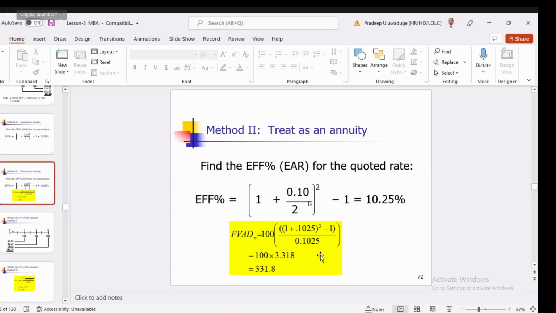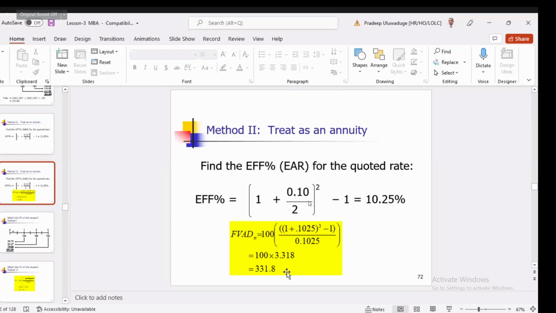So the future value of annuity formula is C, the cash flow, times 1 plus R to the power n minus 1, divided by R. We have applied it here. The annual payment is 100 and the effective annual rate is 10.25%. The time period is 3 years, and 1.1025 to the power 3 minus 1 divided by 0.1025 gives us the future value annuity factor, 3.318, which we multiply by 100.